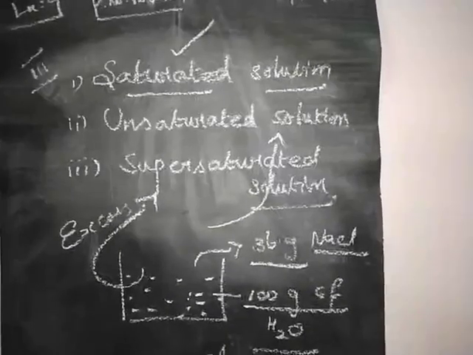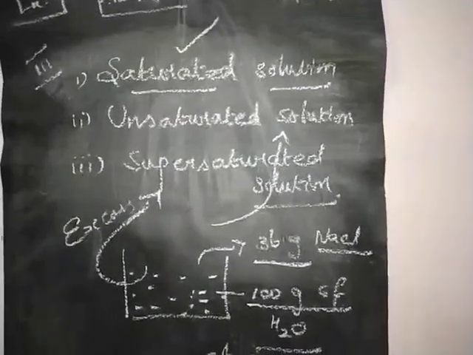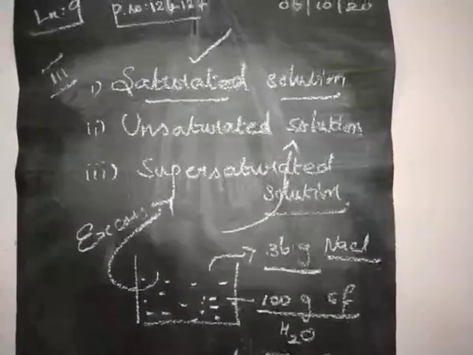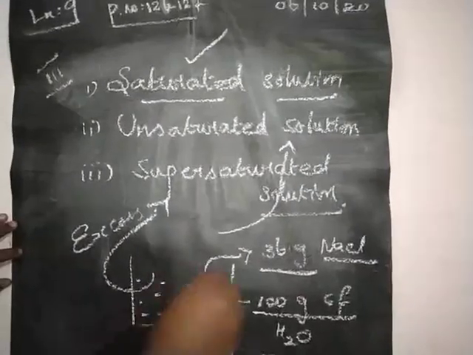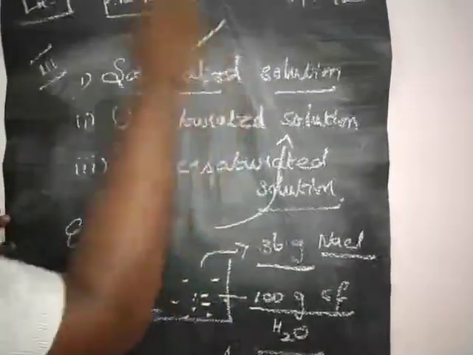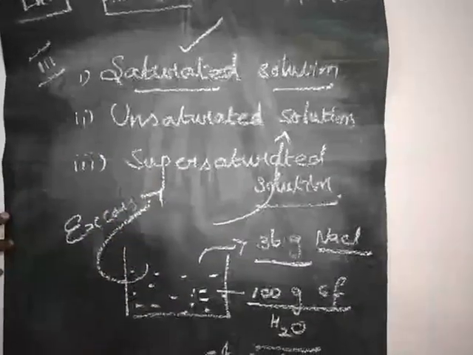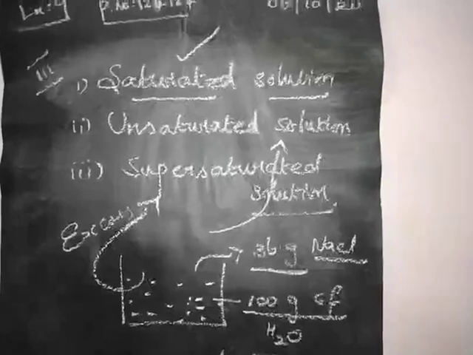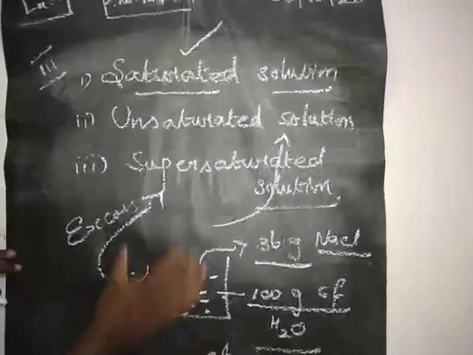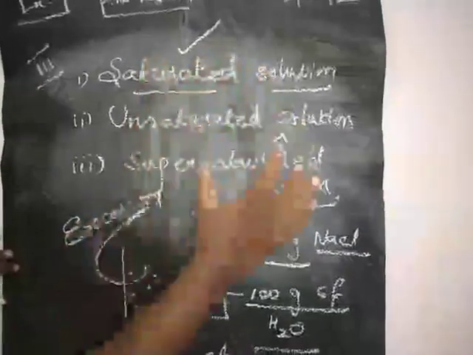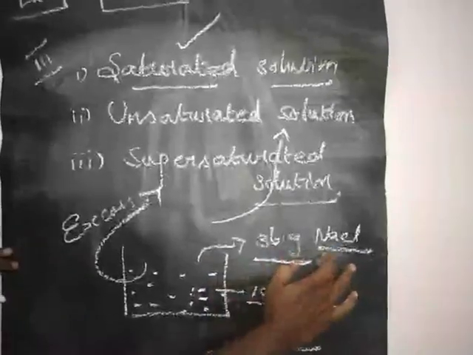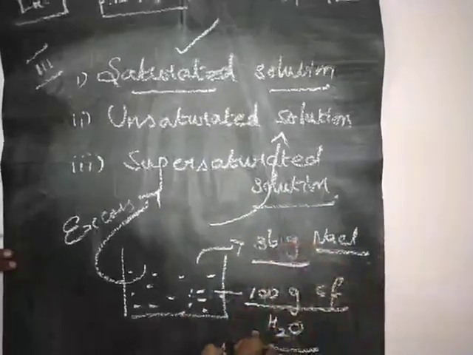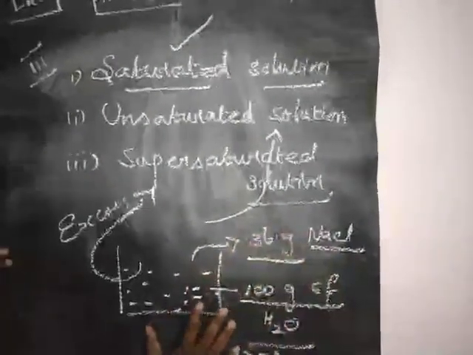So an unsaturated solution is nothing but a solution that contains a lesser amount of solute when compared to a saturated solution. That is called an unsaturated solution. Based on this example, saturated means exactly 36 gram of sodium chloride dissolved in 100 gram of water at 25 degrees Celsius.